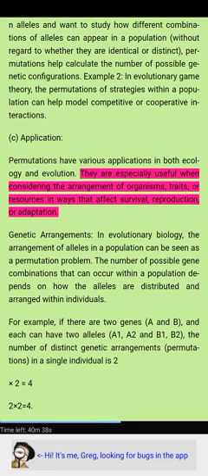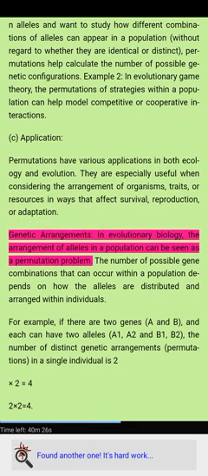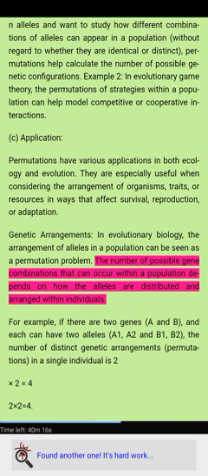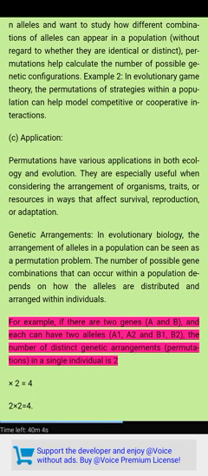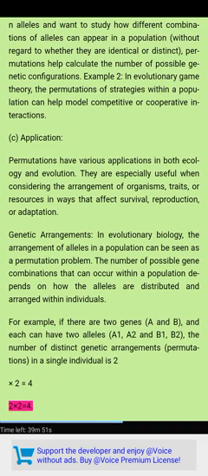They are especially useful when considering the arrangement of organisms, traits, or resources in ways that affect survival, reproduction, or adaptation. Genetic arrangements. In evolutionary biology, the arrangement of alleles in a population can be seen as a permutation problem. The number of possible gene combinations that can occur within a population depends on how the alleles are distributed and arranged within individuals. For example, if there are two genes A and B and each can have two alleles A1, A2 and B1, B2, the number of distinct genetic arrangements (permutations) in a single individual is 2 times 2 equals 4.